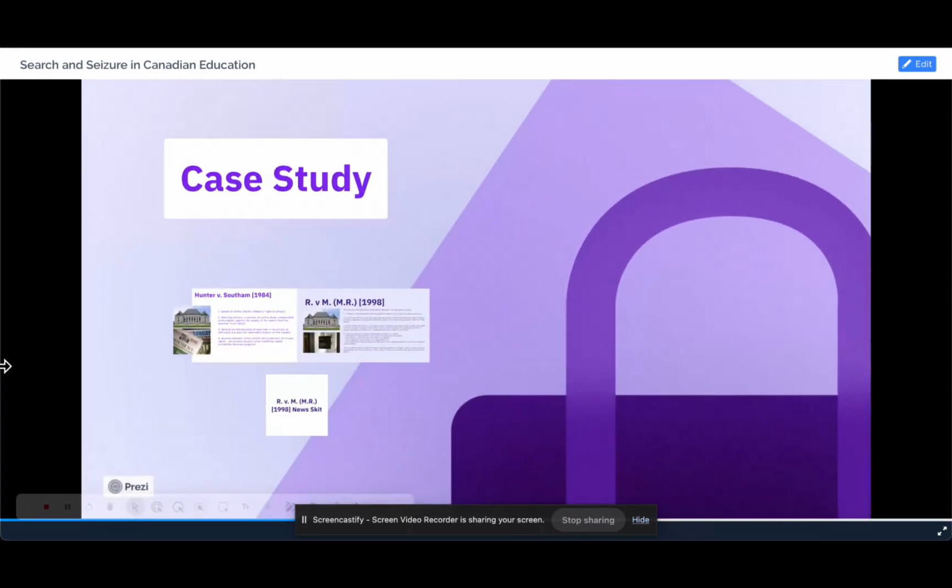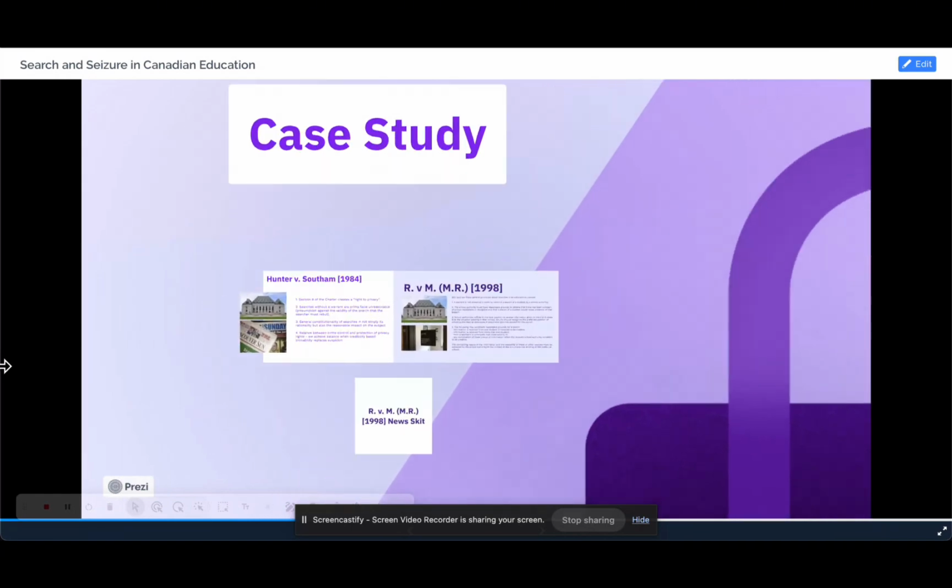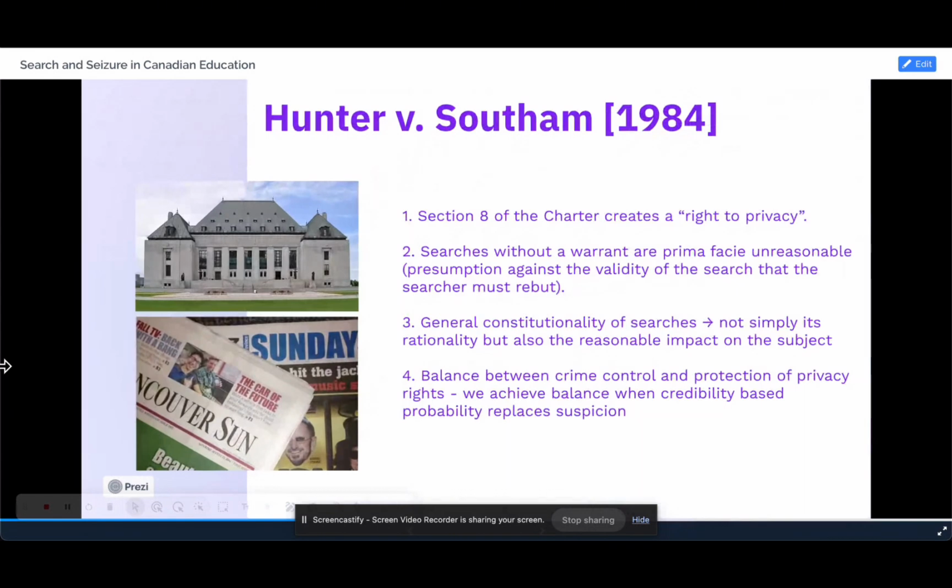We will now go over a case on the subject of search and seizure in an educational context. For our presentation, we've chosen to cover the R versus M.R. case from 1998. But before we discuss this specific case, here is the legal precedent set on search and seizure within a general context. In 1984, the Supreme Court of Canada had a hearing for the Hunter versus Southam case.